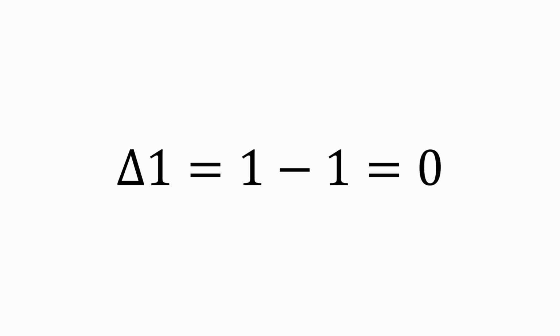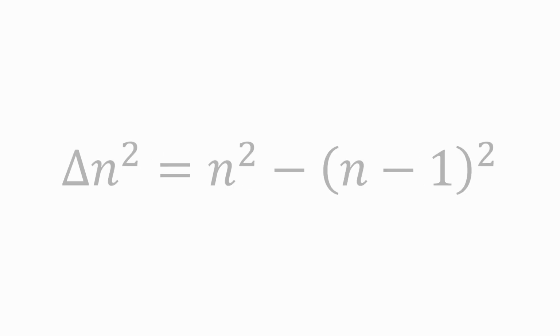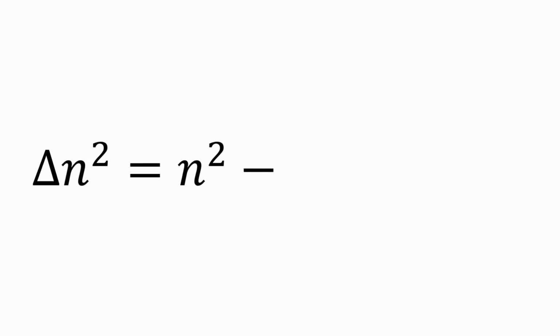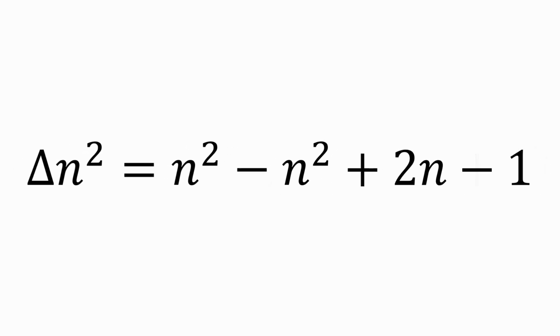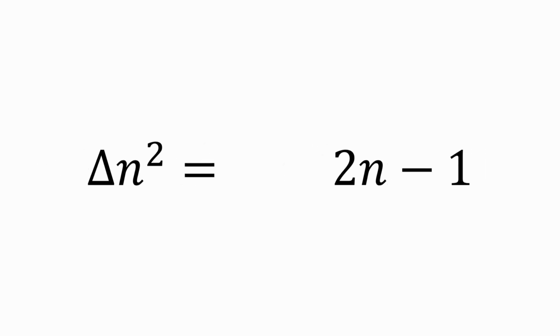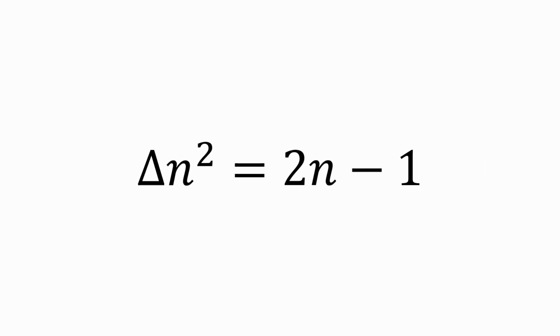One last, slightly more interesting example before we dive into the deep end. F of n equals n squared. Let's expand the brackets and see what happens. Again, this seems somewhat familiar. The difference of f of n equals n squared being 2n minus 1 is reminiscent of the derivative of f of x equals x squared being 2x.